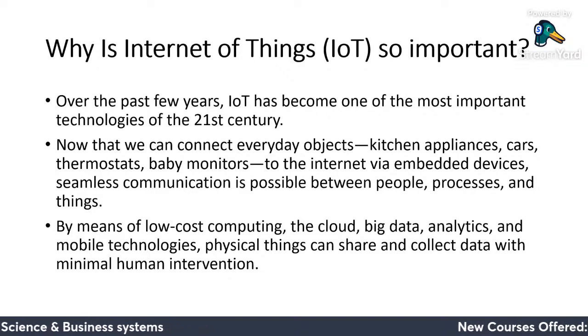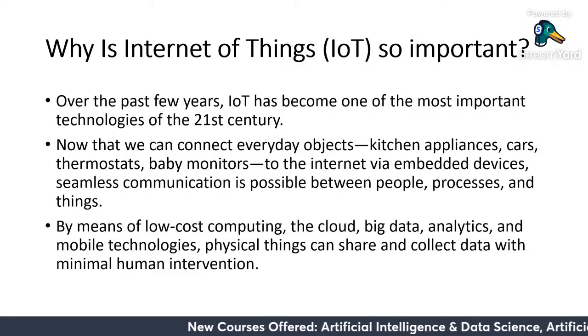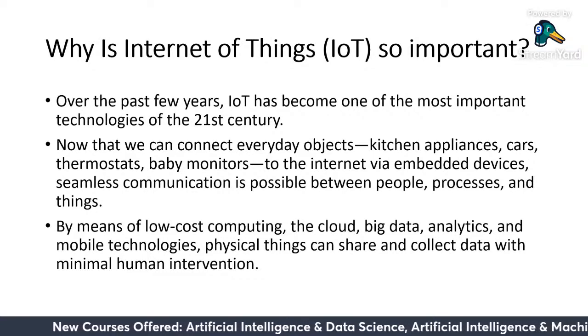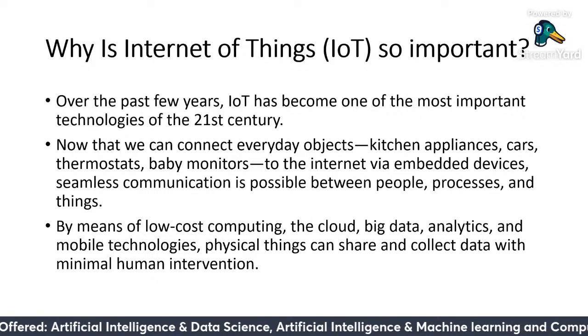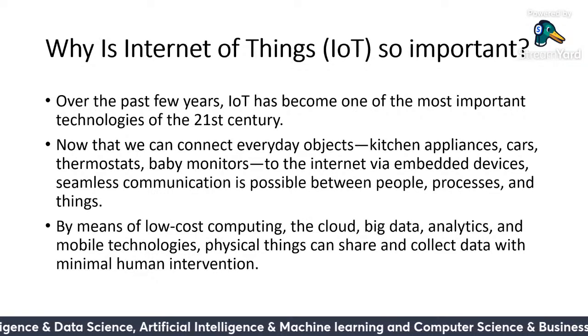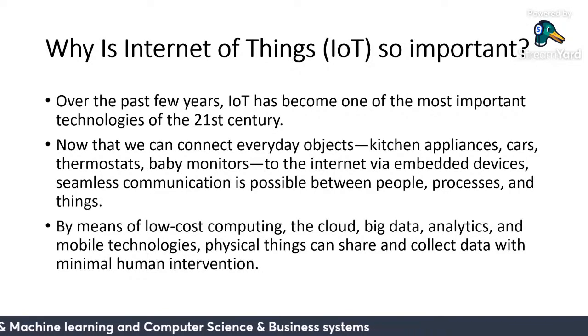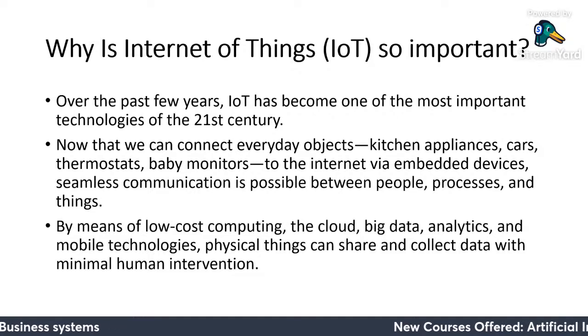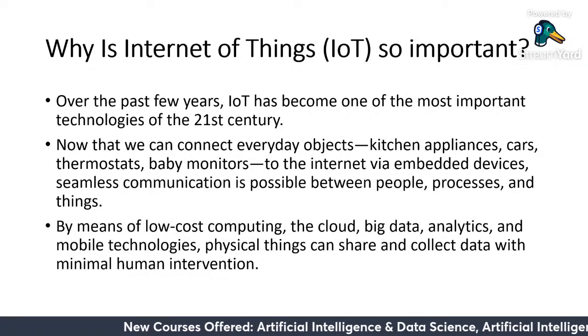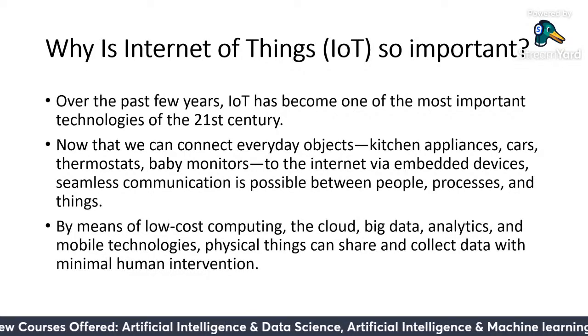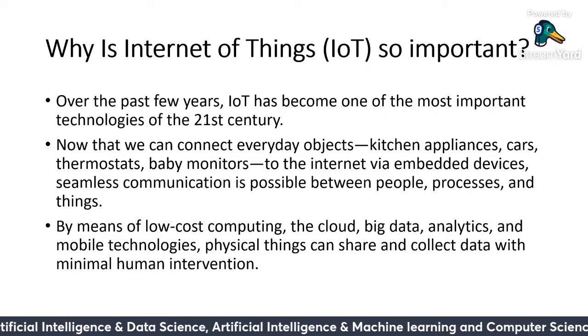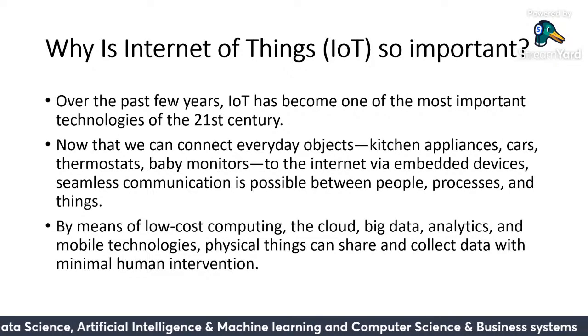And why is Internet of Things so important? This is a key point to be considered. Over the past few years, IoT has become the most important technology of the 21st century. We can connect and use our kitchen appliances, cars, and other devices, so that we can make our lifestyle easier. Also, IoT nowadays is available at lower cost, such as LED bulbs, Alexa, and Google Home, etc. So we can collect data automatically without human calculation, and human calculation errors are reduced while using IoT.